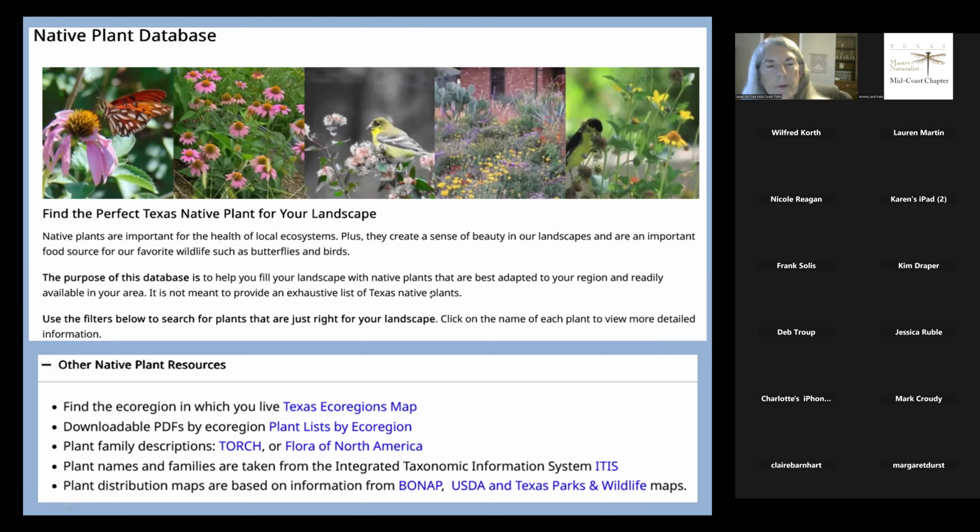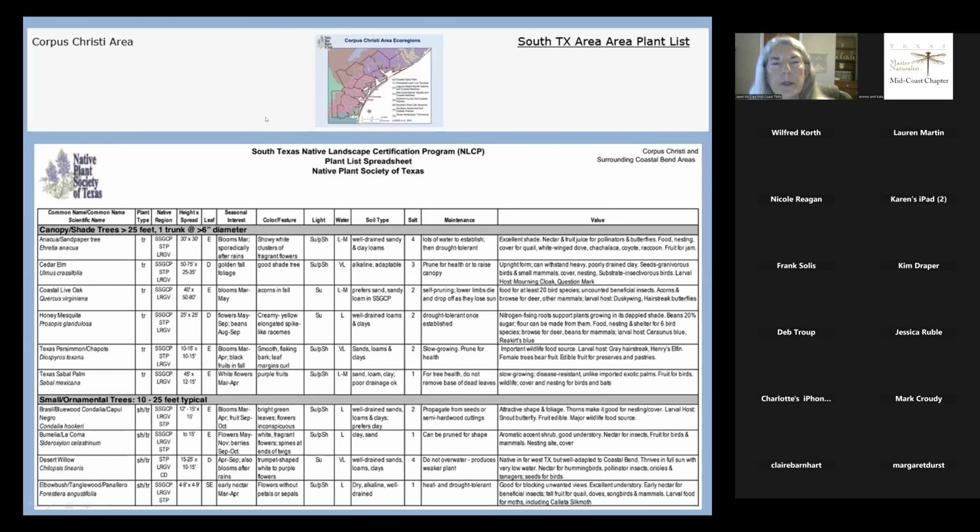It's going to tell you about native plants, and then it gives you a Texas ecoregions map you can look at, and it has a plant list for you by ecoregion. I'm going to show you that, so let's go to that first. So here's the map that it shows you for the ecoregion for our area. And then it has a plant list that you can use. It's much longer than this. I've just done a screenshot of part of the map of the plant list.